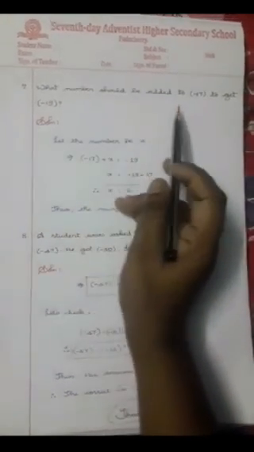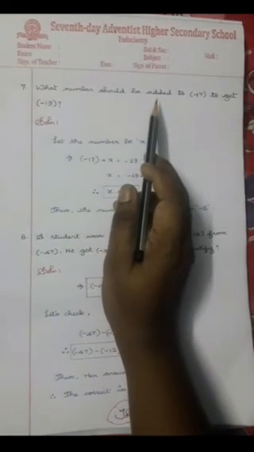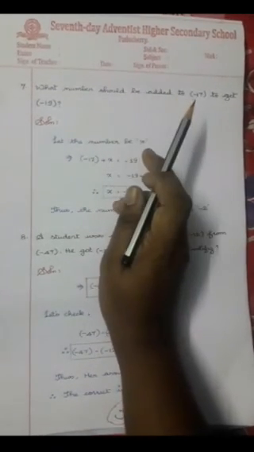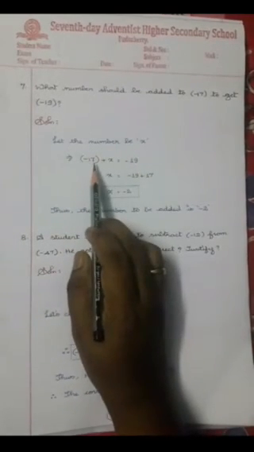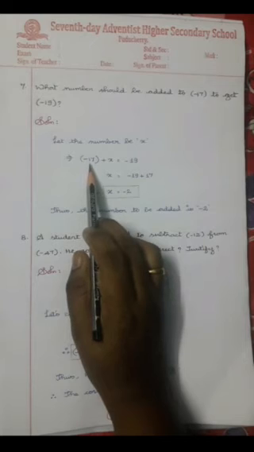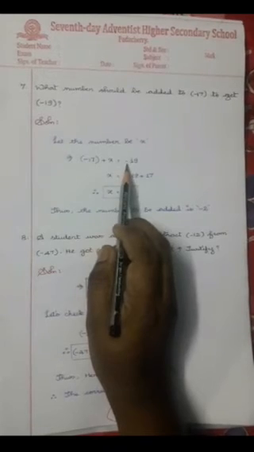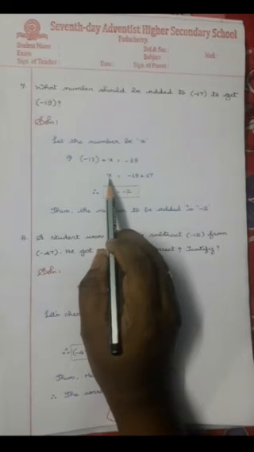Next we'll move on to the 7th question. What number should be added to minus 17 to get minus 19? Here we have an unknown value, a number that we don't know. Now the solution part. Let the unknown number be x. Minus 17 is there. With this we have to add some number so that we get the answer minus 19. Always keep the unknown value on the left hand side.